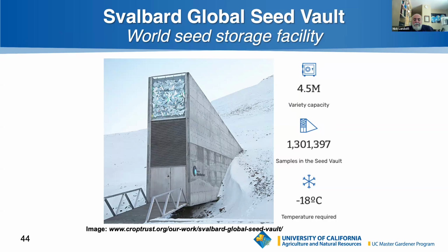The Svalbard Global Seed Vault is operated by the Crop Trust, an international nonprofit dedicated to conserving crop diversity and making it available for use globally, forever. It opened in 2008 and currently has 1.3 million seed varieties in storage, which is about 1/3 of its capacity. It is kept at 0 degrees Fahrenheit, about -18 degrees centigrade. What you see here is simply the front door of the facility.